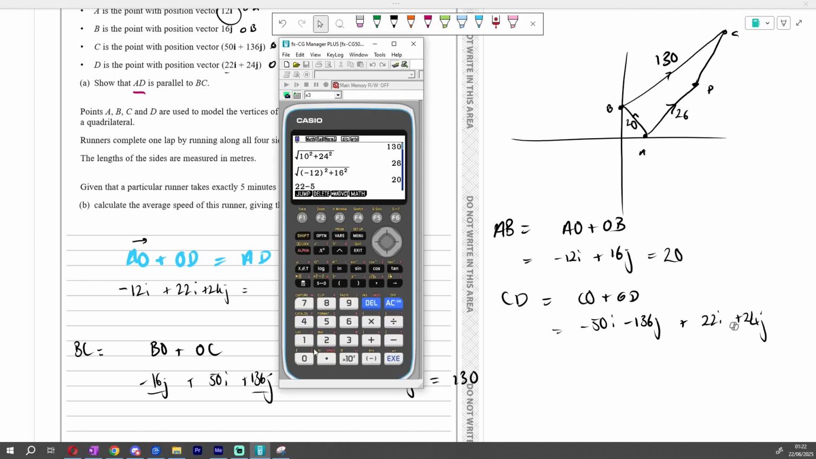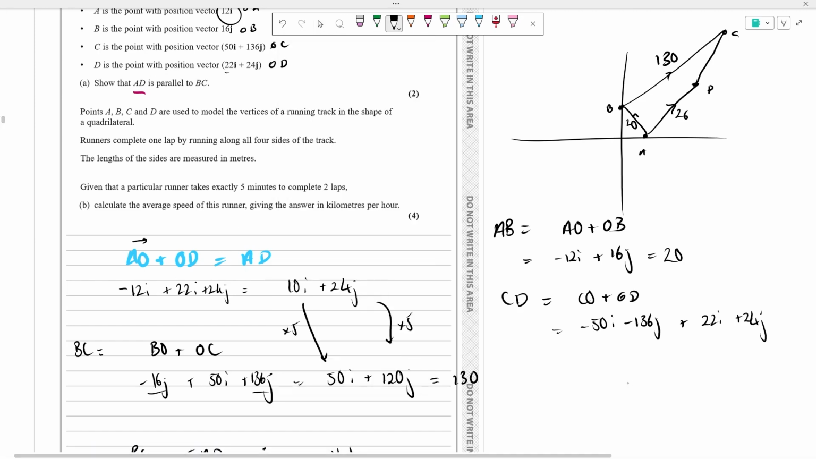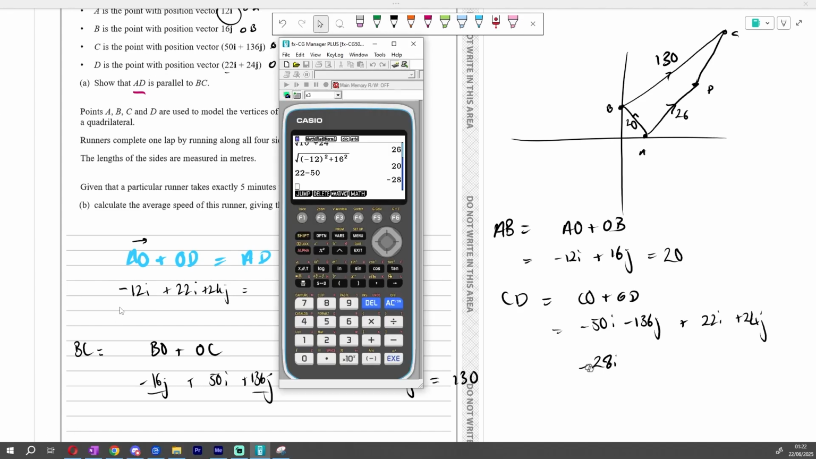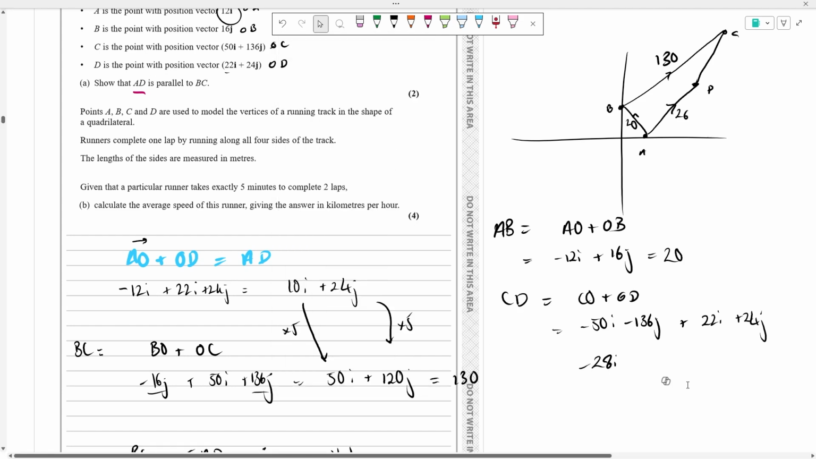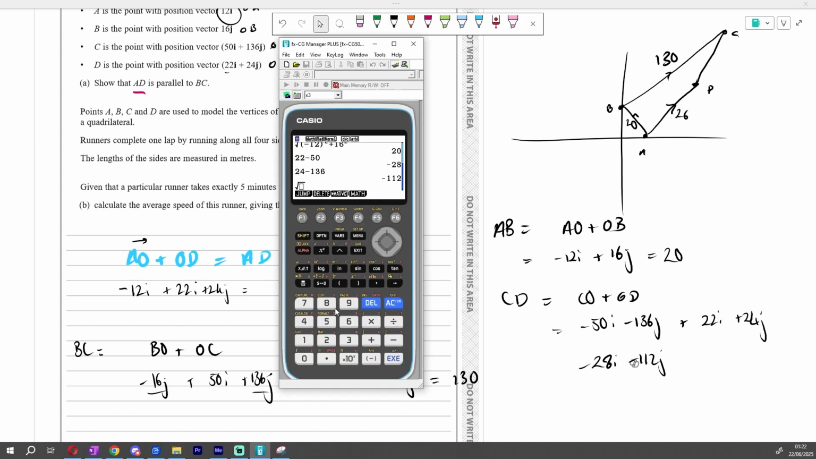22 minus 50. That gives you minus 28i. And then I can do the same thing with the other: 24 minus 136. That gives you minus 112j. And then we're going to do Pythagoras on this. Square root of 28 squared plus 112 squared. And that gives me 28 root 17.